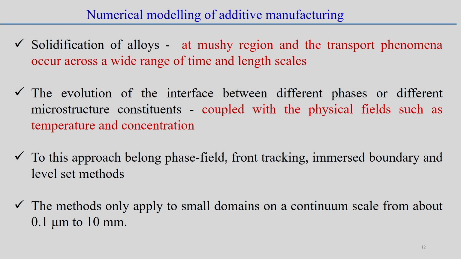These methods apply to a small domain, compared to the continuum scale from about 0.1 micrometer to 10 millimeter in this particular zone. I mean to say that if you want to look into the microstructure, it is not possible to look into the microstructure for the whole domain in the continuum scale, where in the millimeter scale you are looking into the temperature distribution. For the whole domain it is very difficult to develop the microstructure model. The microstructure model we can focus on a very small domain, maybe in the micrometer scale, and from there we can develop the model and see the microstructure for this particular domain. So that is why we look into the microstructure at a different scale.